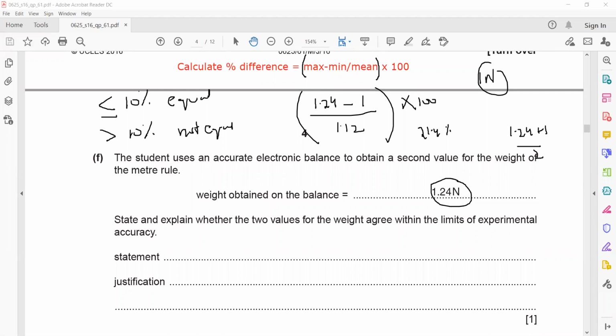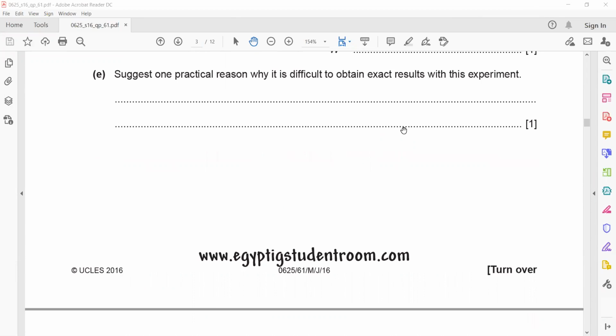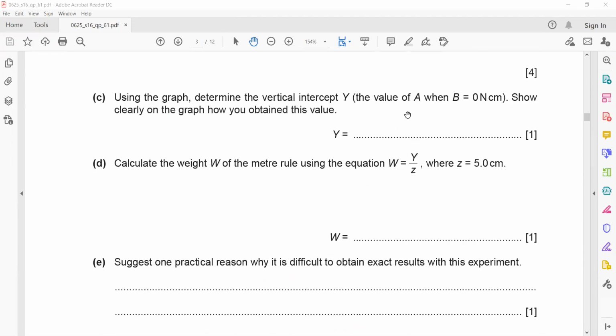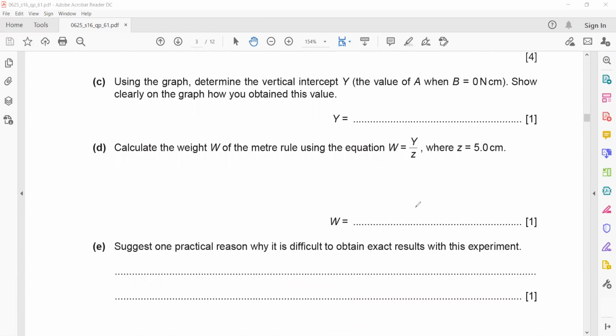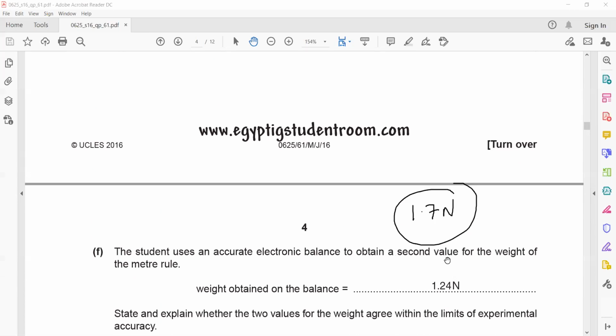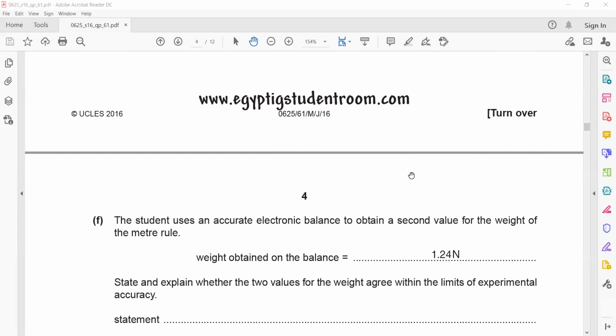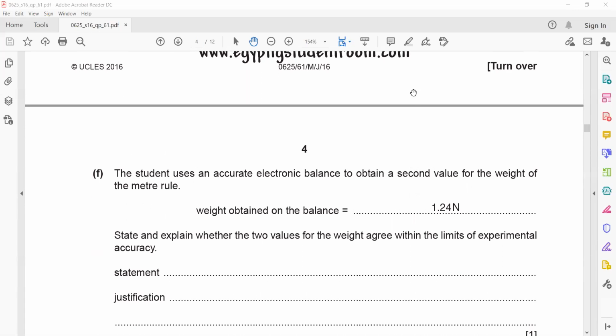So when you write your answer, you will write according to your value, because in the marking scheme there is one expected answer. But for example, if a student made a mistake in the first part and is getting the answer 1.7, he will compare his result with 1.7. That is why whenever you're writing an answer, you will compare your results.